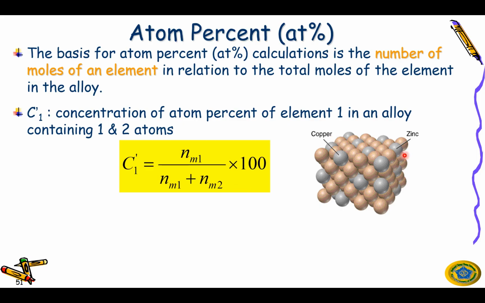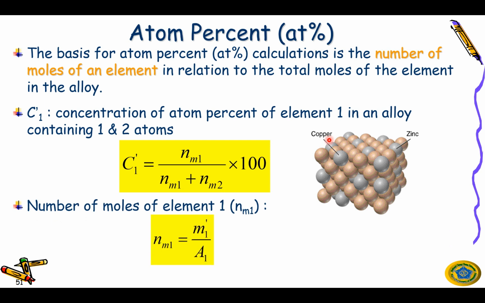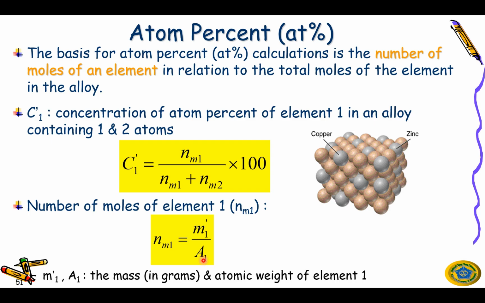You can use copper and zinc as an example to calculate the weight percent and the atom percent. The number of moles of the element will be like this, right? This is mass divided by atomic weight. Right, so that's the conversion.